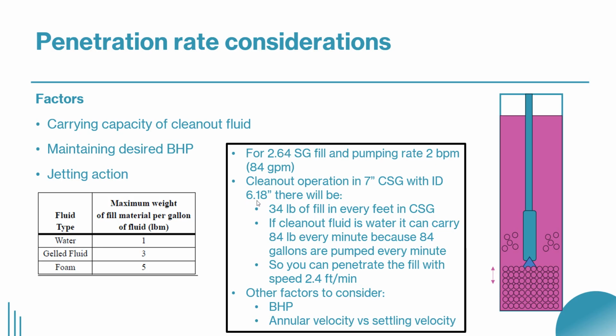This is calculated from the specific gravity and the capacity of 7-inch casing. So if the clean out fluid is water, it can carry 84 pounds of fill every minute based on this rate and carrying capacity. Dividing 84 by 34, you can penetrate the fill at 2.4 feet per minute, because it can carry 84 per minute and every foot has 34.